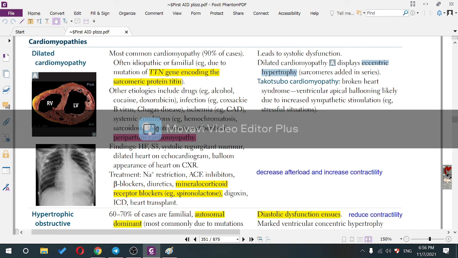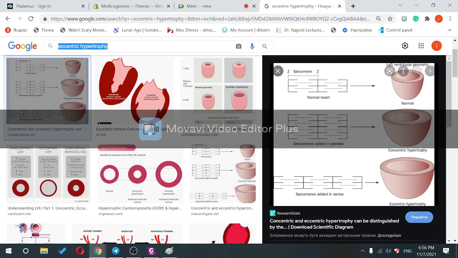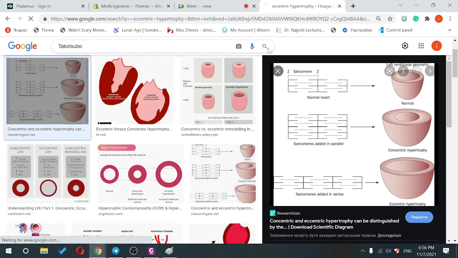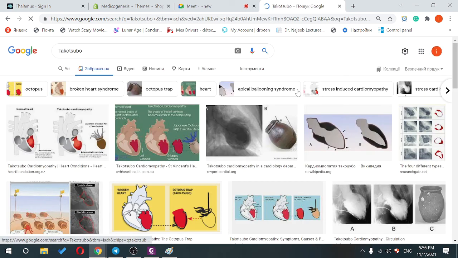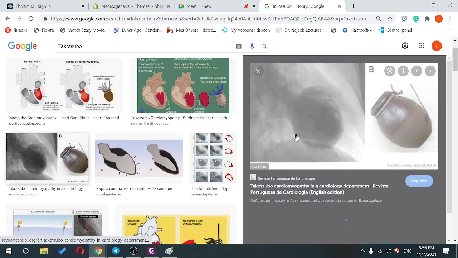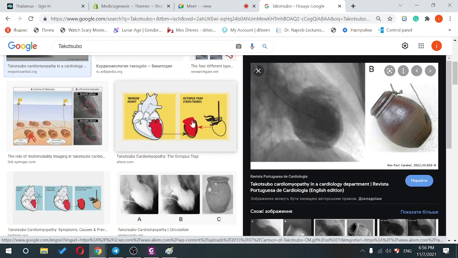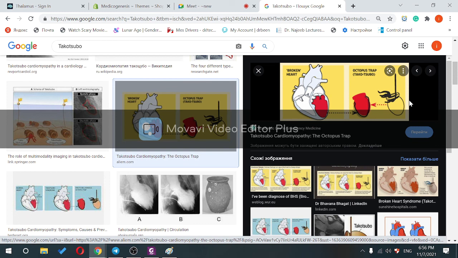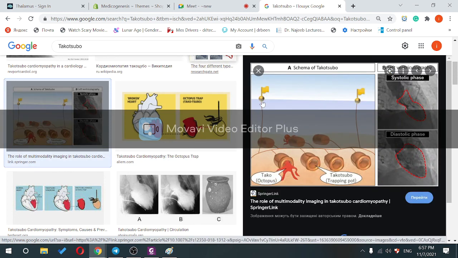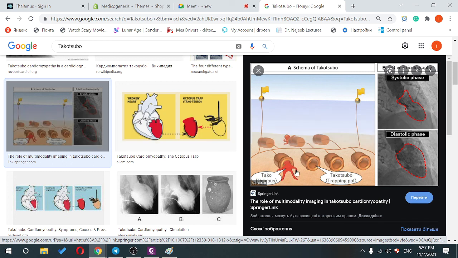The next disease I want you to know is Takotsubo cardiomyopathy. Why is the name super weird? Well, Takotsubo basically is an old Japanese trap, okay? So that is a trap for which animal? For octopus. Can you see it here on the right? So what is the trap of octopus? Well, basically, the octopus is here, and tako is octopus.